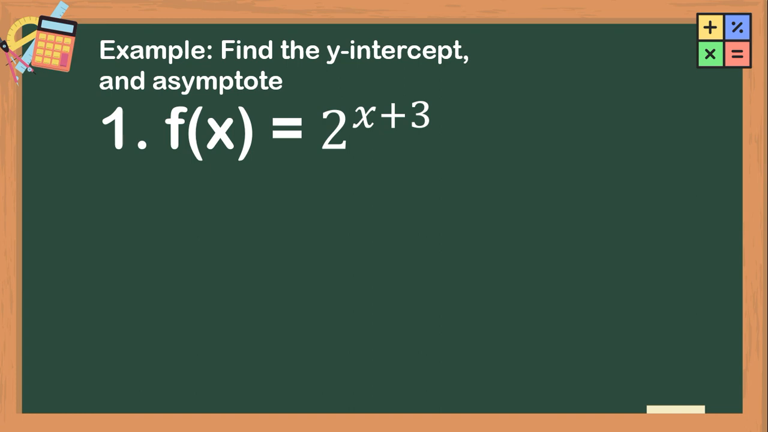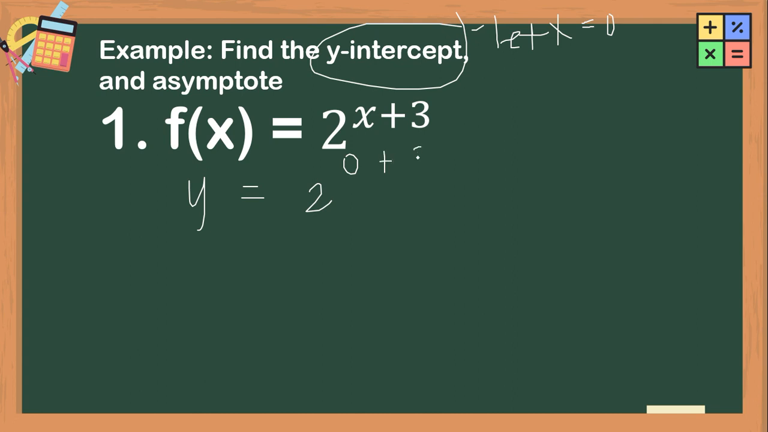So on how to attack the problem if we have f of x is equal to 2 raised to x plus 3. First, since we are looking for the y-intercept, tinuruan ko na kayo kung paano kunin si y-intercept, diba? Just let x is equal to 0, and let's solve. Y is equal to 2 raised to 0 plus 3. Then y is equal to 2 raised to 3. And then what is the y-intercept now? So, 8. The answer is 8. Or if ever wala yung sagot na 8, ang sagot nyo dyan is 0, 8. Gets po?